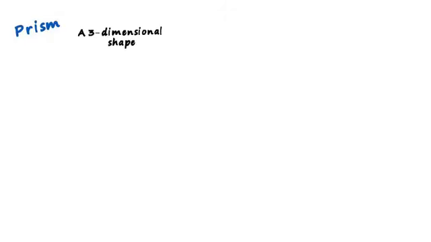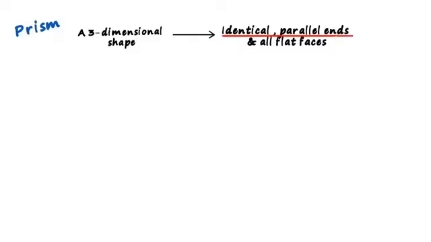It's a three-dimensional shape that has identical parallel ends and all flat faces. Well, it's the most confusing definition ever. Identical, parallel, flat, there are just too many things. So forget the definition for now. Let's just look at figures and understand prisms.